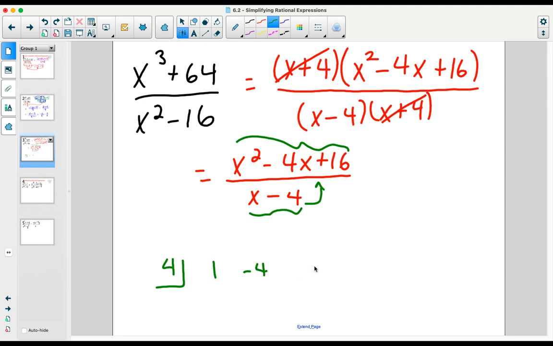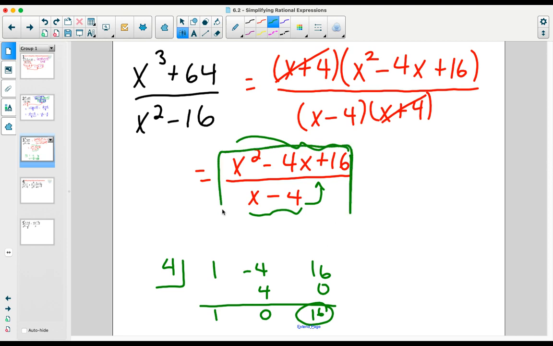Setting up the synthetic division for that denominator and going through the steps, we get a remainder of 16 telling us that x minus 4 is not a factor. So we're going to leave this as our final answer, but again, giving special consideration to the fact that x is not allowed to be 4 or negative 4.